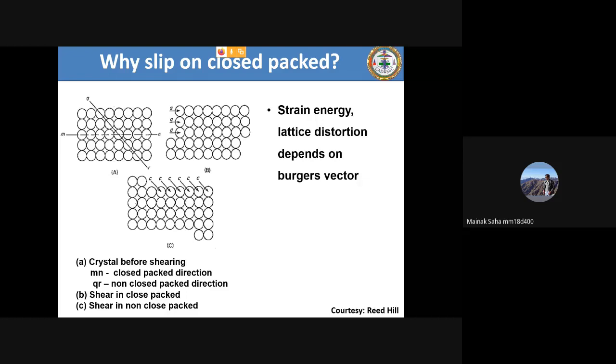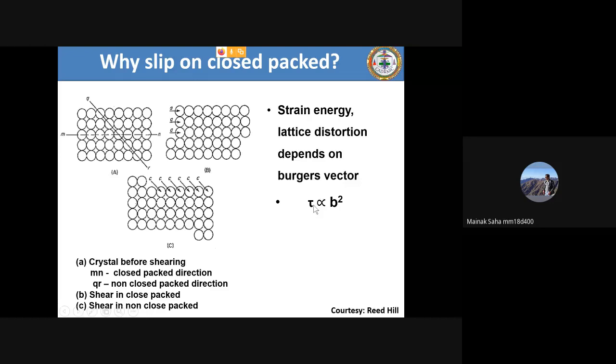This might be quite confusing for you, so to simplify: dislocations are always associated with strain energy, right? By the first law of thermodynamics, whenever you deform, energy can neither be created nor destroyed, it can only be transferred. When you deform a material, you are applying mechanical energy, and that energy is converted into strain energy in the material, because you are distorting the lattice. And this strain energy depends on the Burgers vector.